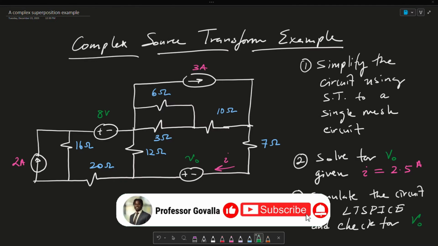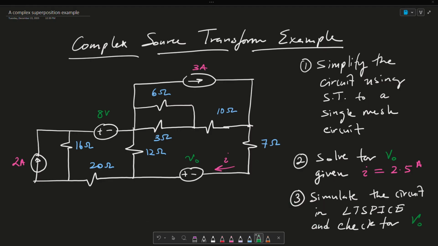My name is Professor Gobala, and today I'm going to be talking to you about a complex source transformation example given to me by one of my subscribers. Essentially, we're going to do this in three parts. First, we're going to simplify the circuit using source transformation to get a single mesh circuit. The second part of the problem tells us to solve for VO, given that I is equal to 2.5. And the last part of the video is we want to simulate the circuit in LTspice and check that the VO that we get gives us a current of 2.5 amps.